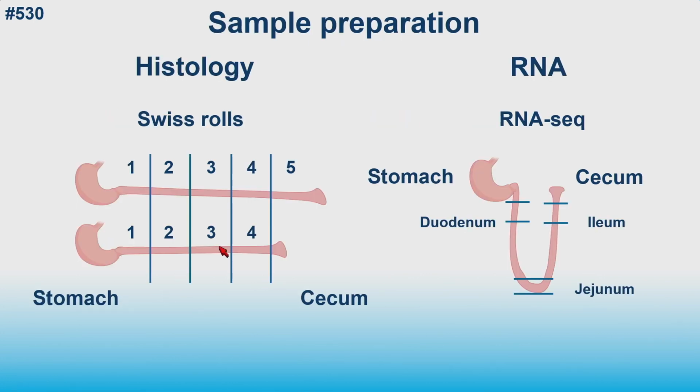The sample preparation was as follows. For histology, we cut the small intestine from the stomach to the cecum in either 5 or 4 segments, and Swiss rolls were prepared from each one. For RNA-seq, RNA was extracted from 3 inches at the beginning, middle, and end of the small intestine.